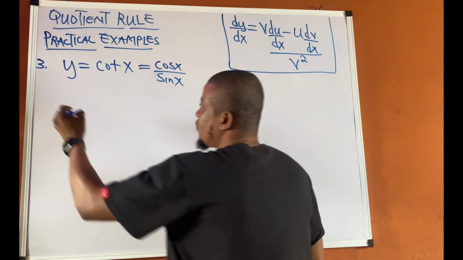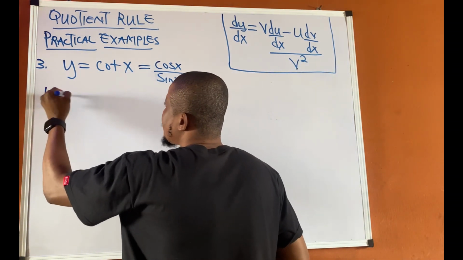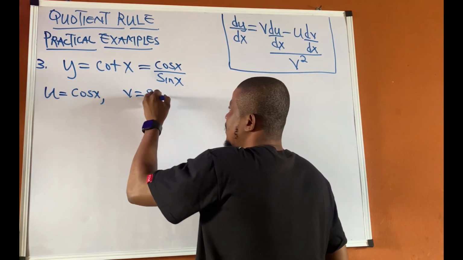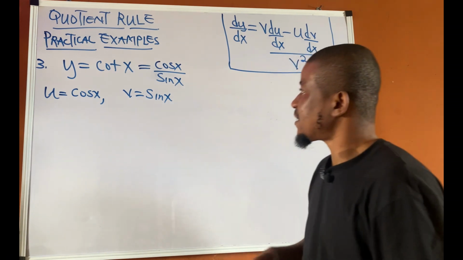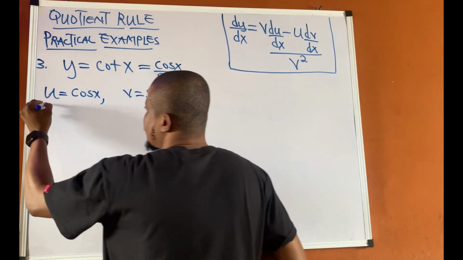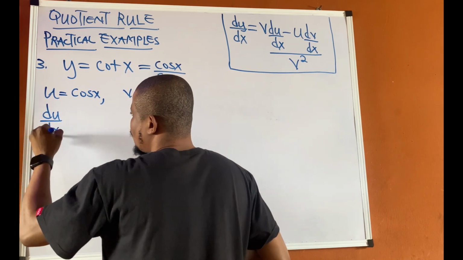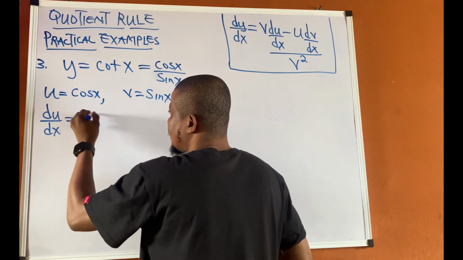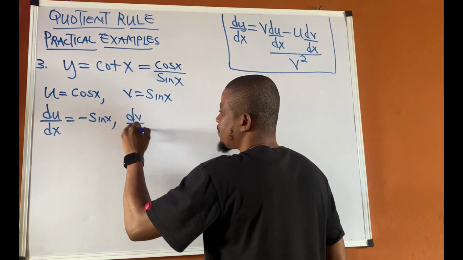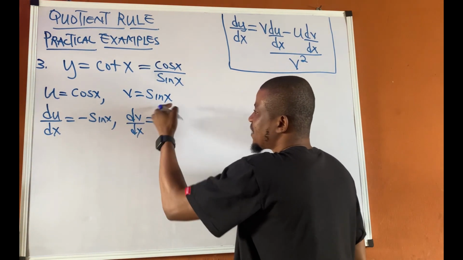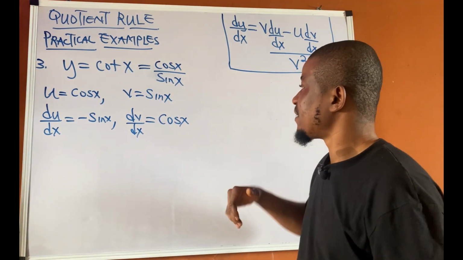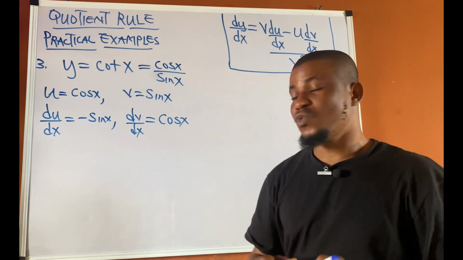Now, we need to identify our u. Our u is cos x. And then our v is sine x, right? The next thing is to differentiate u and also differentiate v. If we differentiate u here with respect to x, if I differentiate cos x, it's a negative sine x, right? And then I'll need to differentiate v with respect to x. If I differentiate sine x, it is cos x. And right after this is to apply our rule, quotient rule.